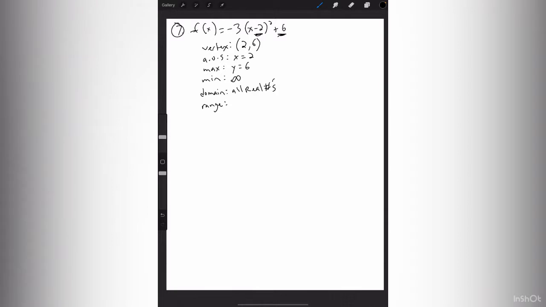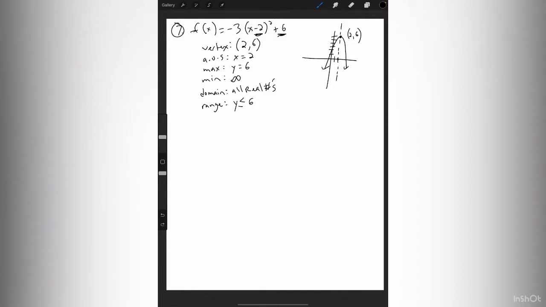My domain is all real numbers. And then my range, what are the possible y values? The y values that are less than or equal to 6. Okay, and here's why. Like I said, if I have this graph, I have 2 and then up 6, 1, 2, 3, 4, 5, 6, and it's a downward facing parabola. Okay, my vertex is at 2, 6. My axis of symmetry goes through where x is equal to 2, right there, right?